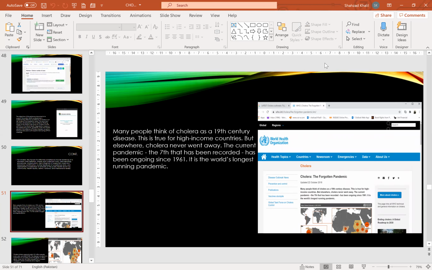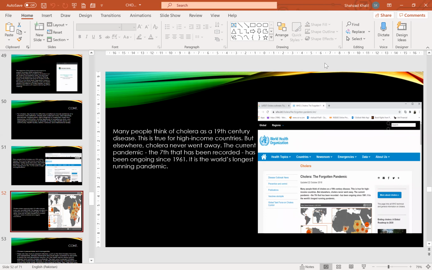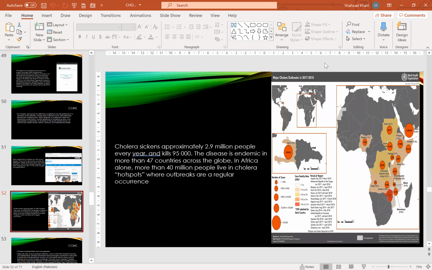Another document by WHO: Cholera, the forgotten pandemic. Many people think of cholera as a 19th century disease. This is true for high-income countries, but elsewhere, cholera never went away. The current pandemic, the seventh, has been ongoing since 1961. It's the world's largest running pandemic. Cholera sickens approximately 2.9 million people every year and kills 95,000. The disease is endemic in more than 47 countries across the globe. In Africa alone, more than 40 million people live in cholera hotspots where outbreaks are a regular occurrence.